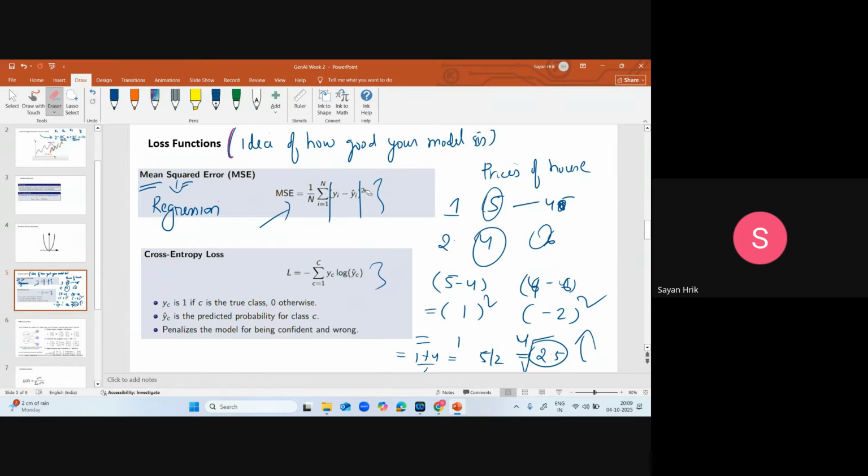Yeah, so I think this was a simple idea of mean squared error. I think everyone knows this, so I'll move on from this now. So let's move to cross entropy.